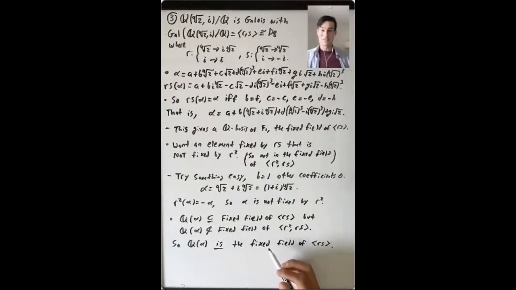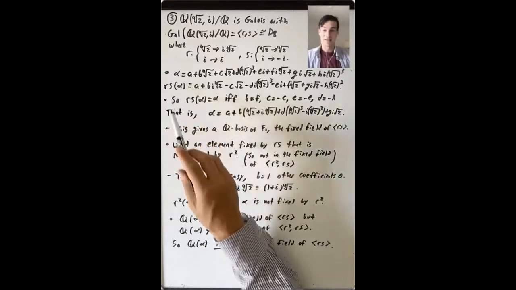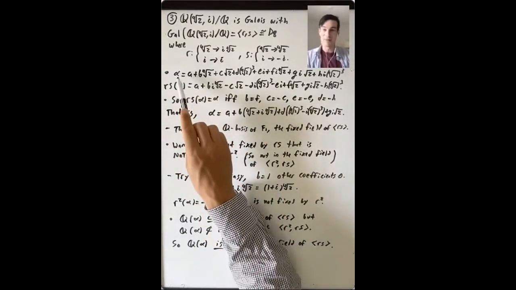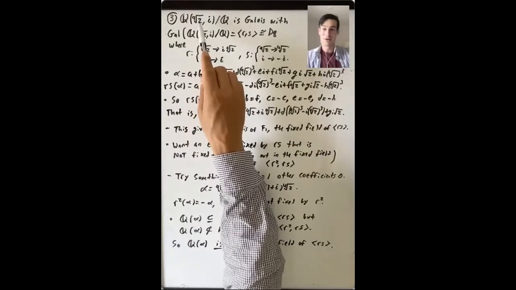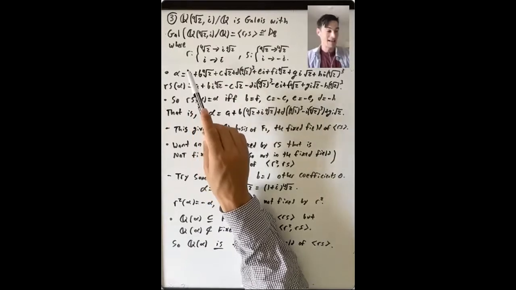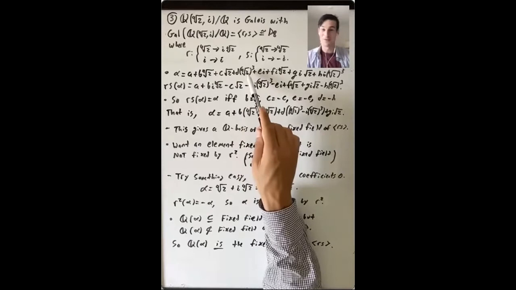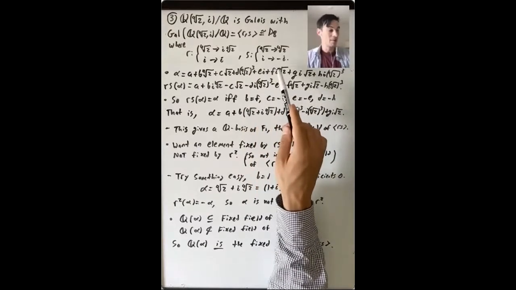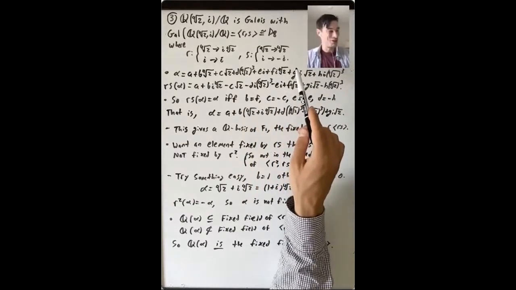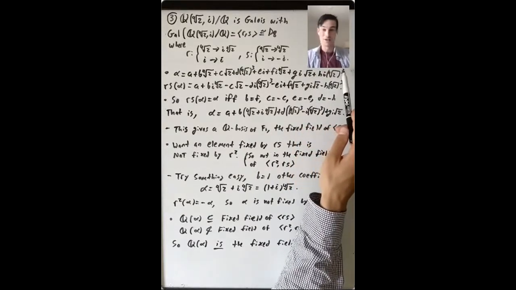Let's continue our discussion of this example. We're trying to find the fixed field of the subgroup generated by this automorphism RS. So let's take an arbitrary element of our field Q adjoined fourth root of 2 and i. Every such element can be written as a + b times the fourth root of 2 + c times the square root of 2 + d times the fourth root of 2 cubed + ei + fi fourth root of 2 + gi square root of 2 + hi fourth root of 2 cubed.